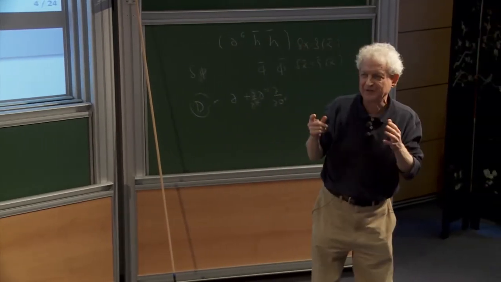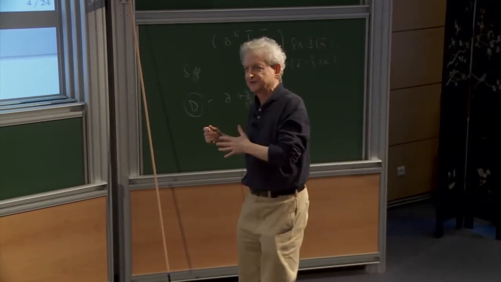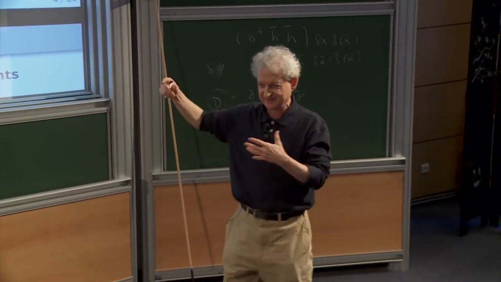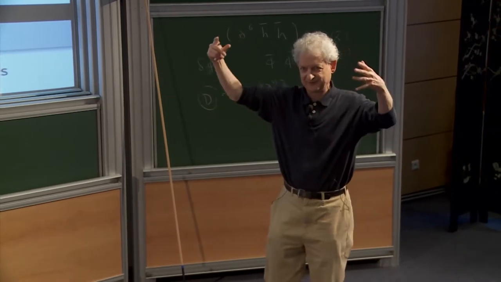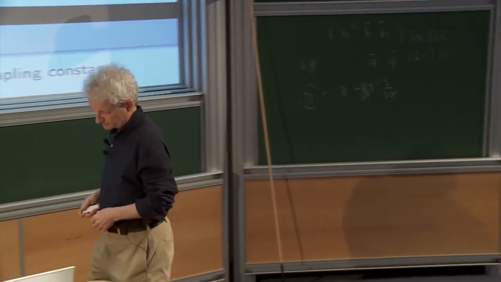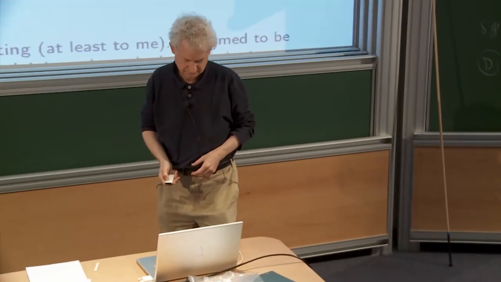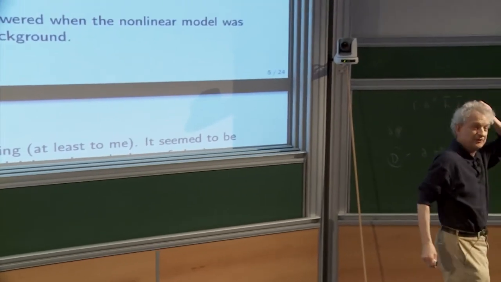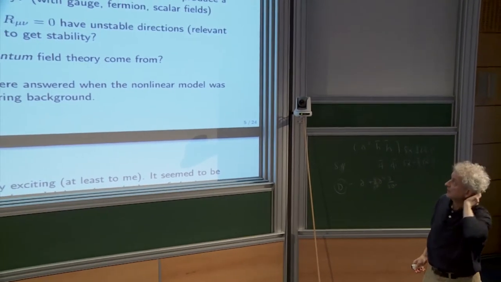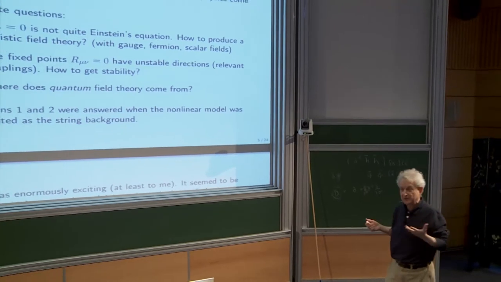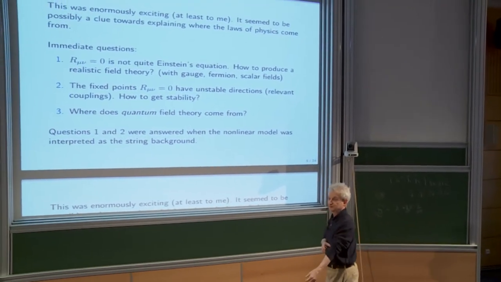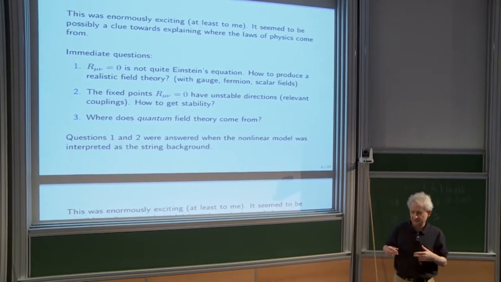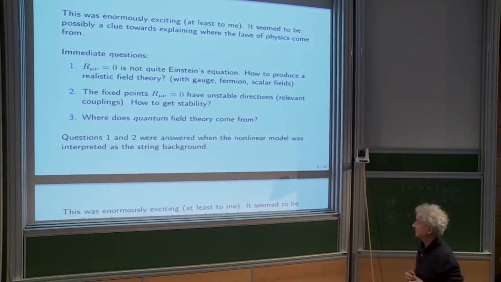Now, by mechanism, I'm not talking about a mechanism that acts in real time. It's an abstract mechanism that sort of acts on theories. Okay, so at the time, that was extremely exciting, though I think only to me. It seemed to me that it could be a clue to where the laws of physics come from. It looked like Einstein's equation. Not exactly, but it looked like it.